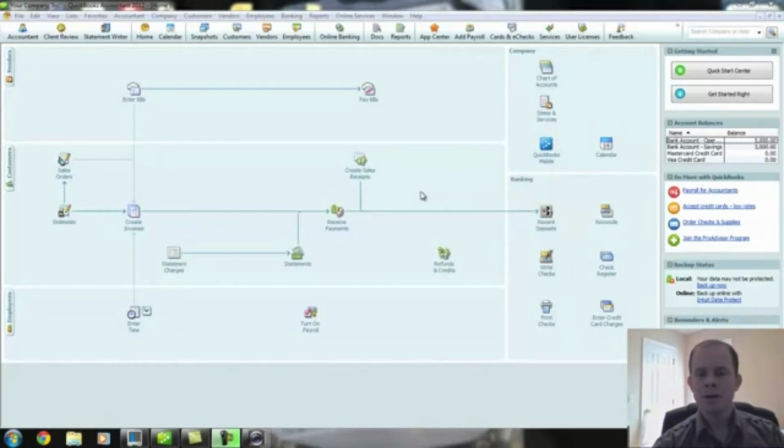So the example that I'm about to give you is a client that has $50,000 of net income but little cash in the bank. So they want to know, where did all of this $50,000 go?